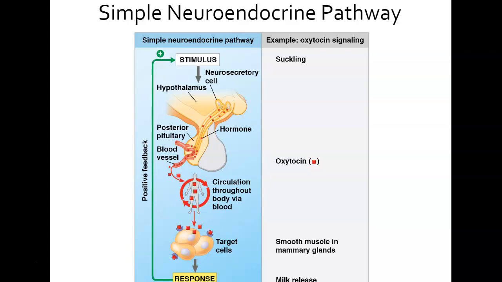So oxytocin is released by nursing mothers. So a stimulus for this is suckling, and that suckling action causes the release of oxytocin, and that hormone targets the smooth muscle in the mammary glands that will trigger milk release. So the more suckling, the more oxytocin release, the more milk release. And then it's going to positively impact more and more and more. For example, in this case, for a nursing mom to feed her child.